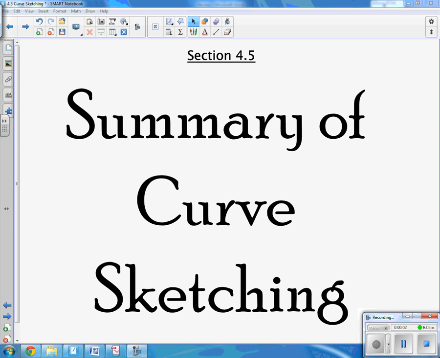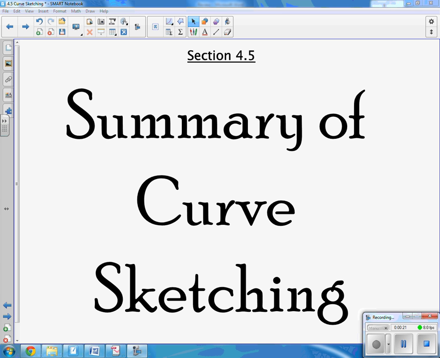Hi again, everyone. All right, so I'm going to go over section 4.5 with you a little bit, which is the summary of curve sketching. We're going to take a look at what guidelines you should follow when you're sketching a curve, or the graph of what a curve will look like. And then we're also going to do one example.